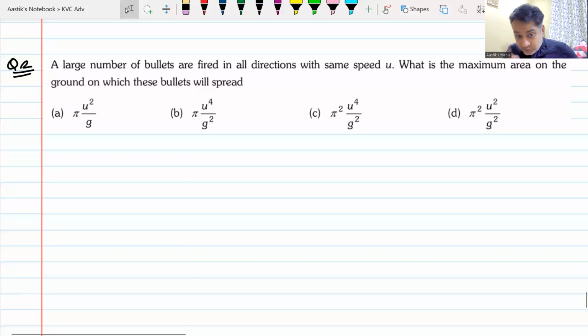Here comes one, and I would want you to remember this result. A large number of bullets.